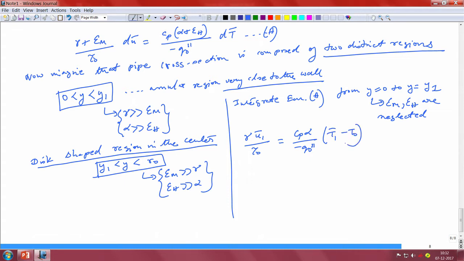Okay, let us try to see what these quantities are. So, u1 bar and your T1 bar basically are time averaged quantities at y equal to y1.